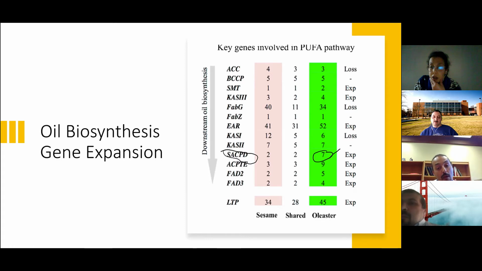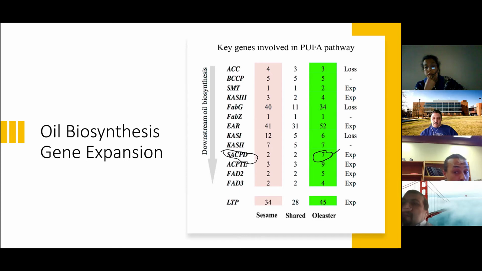But what's going to happen is sometimes the genome will kick away 1 copy of those genes. It doesn't have to keep all of them. It depends on the rearrangement or what the genome needs at that time. So SACPDs, we have 7 copies.